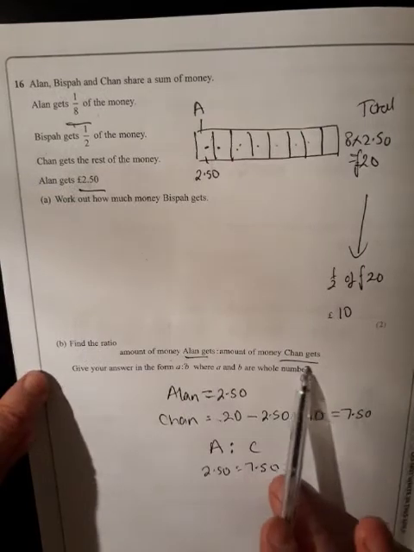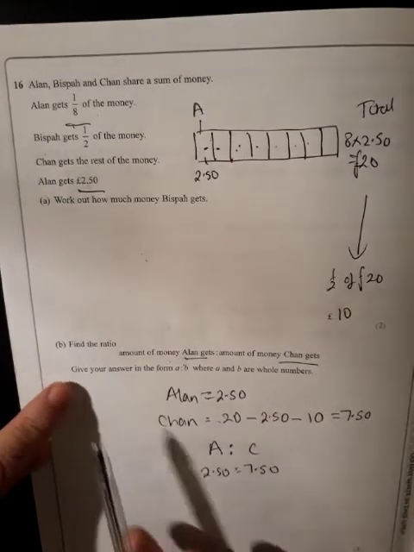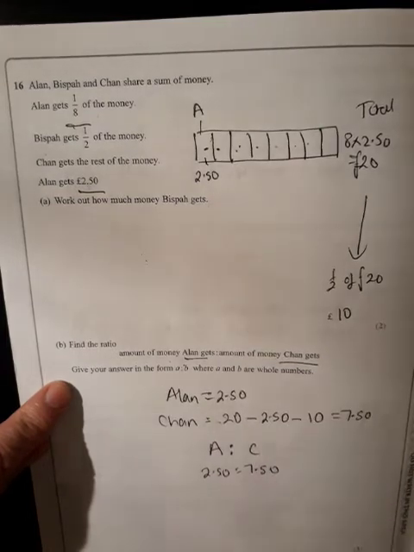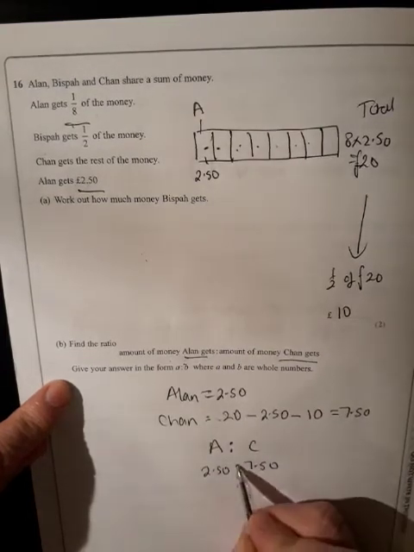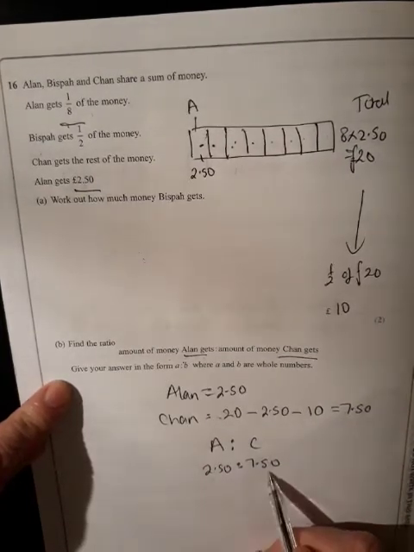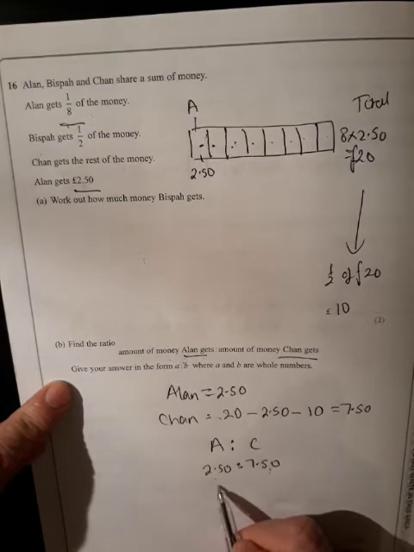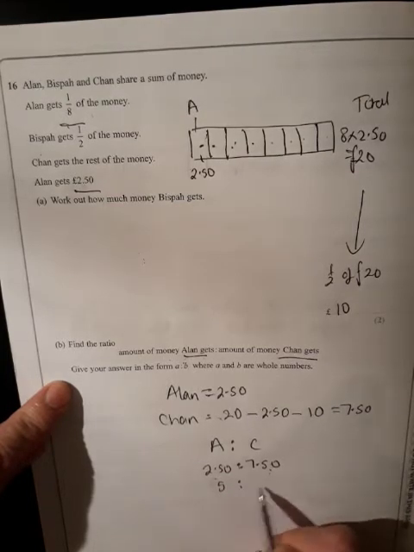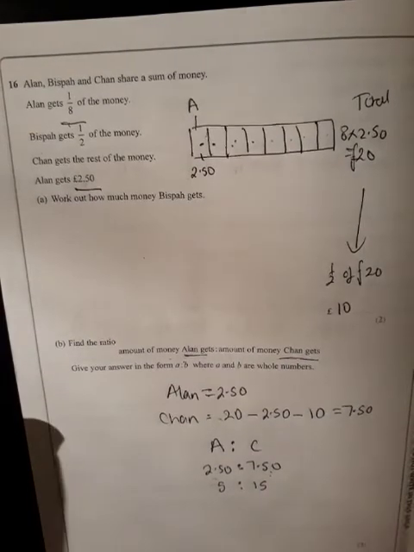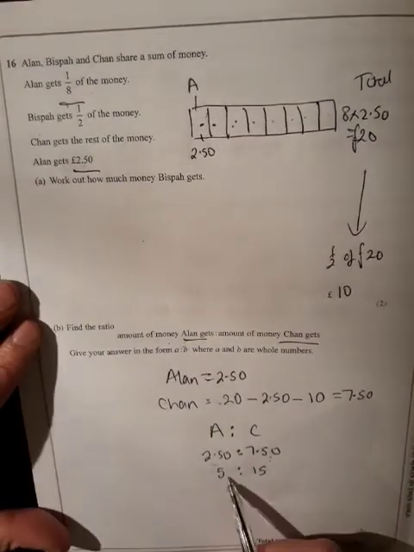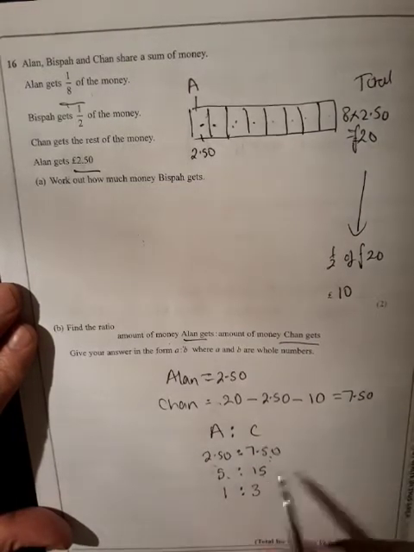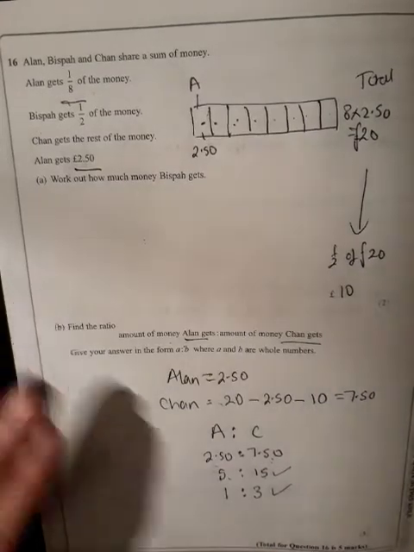So let's read the question again now. That's a ratio. That would give us one of those marks. Give your answer in the form A to B, where A and B are whole numbers. What A to B means is just two numbers that are whole numbers. Now, the easiest way to do this would be to double both of these, and you will get 5 to 15. That would be acceptable. Some of you will look at it and say that can be simplified. If I divide both of them by 5, I get 1 to 3. But either of these two are acceptable as answers.